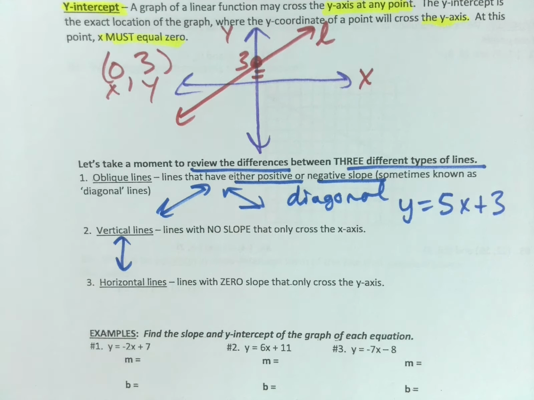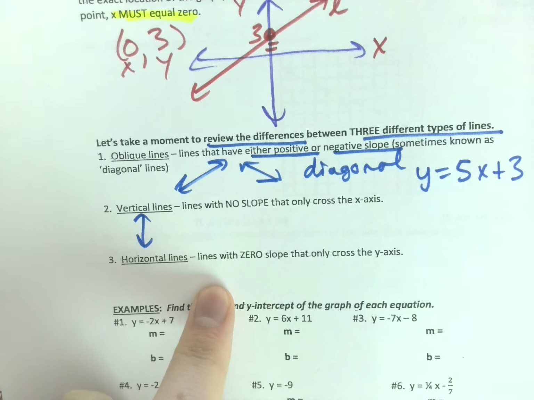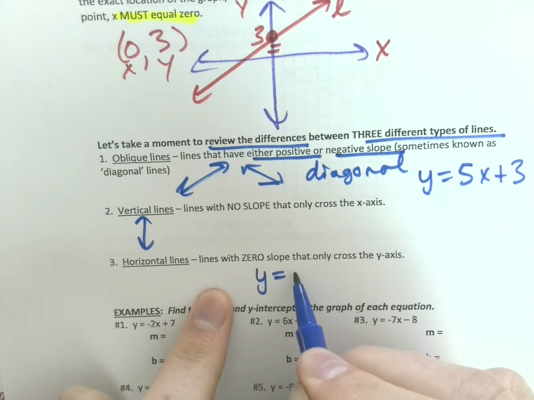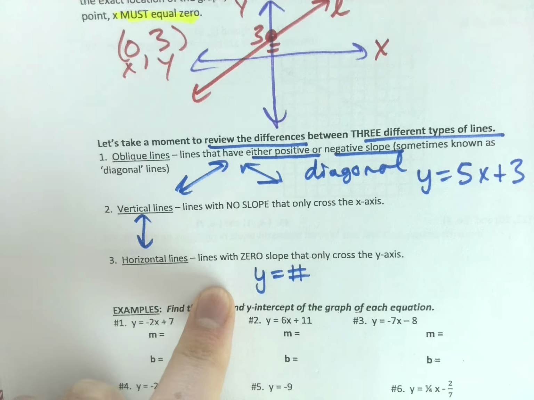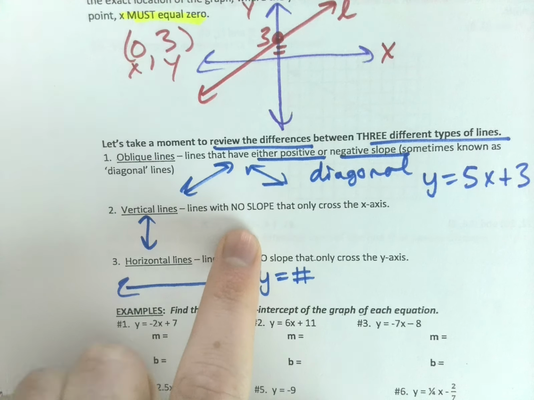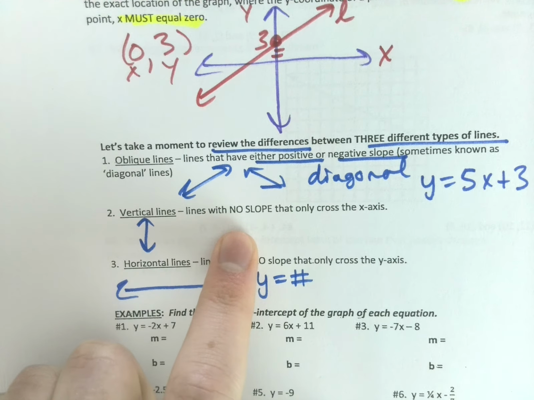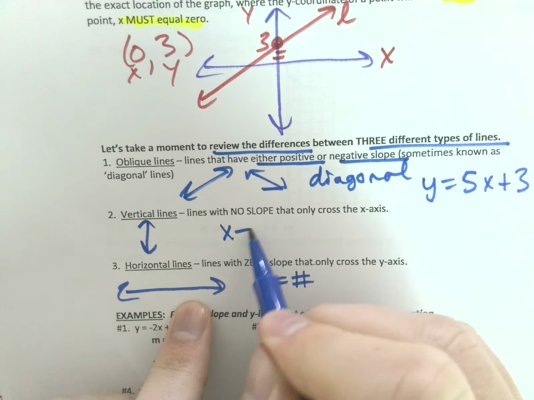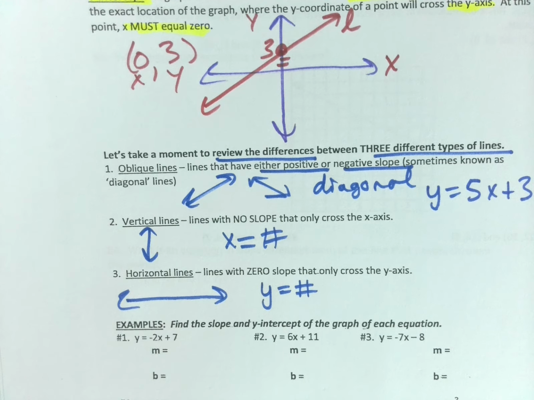Now, if you do y equals a number, that's not a vertical line. That would be a horizontal line. So the question, Hunter, was what kind of equation will give you a vertical line? It won't be y equals a number, Colin. It'll be x equals a number. Anytime you have x equals a number, you got a vertical line.